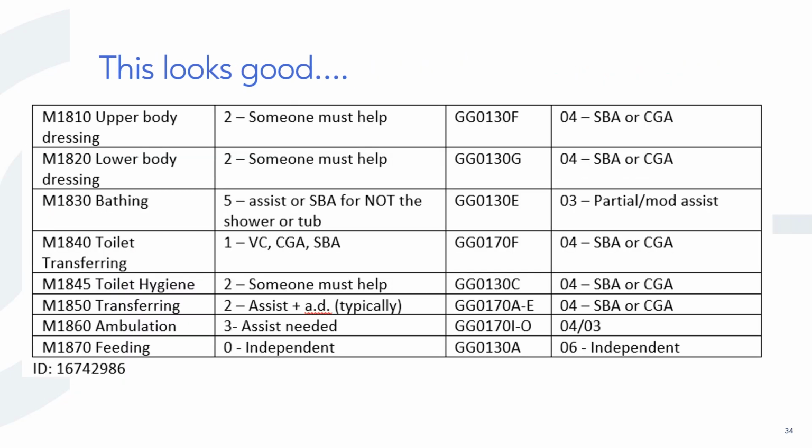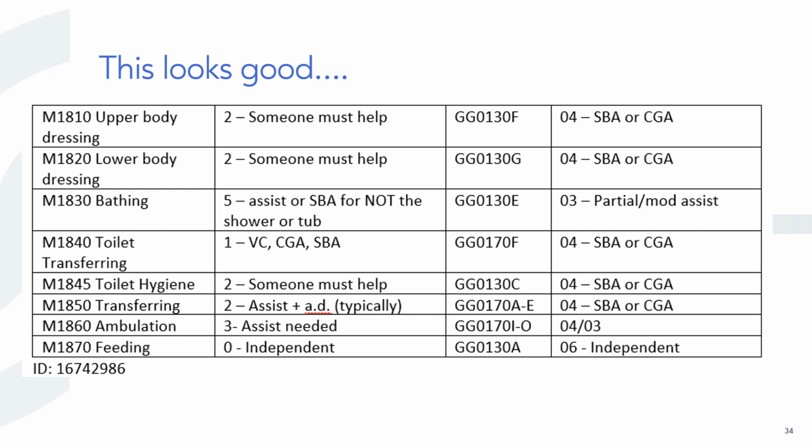So I ran through another chart, and I just came up with this table showing on the left, and then the third column to the right, the M18 and the corresponding GG items that make it up, and what it was coded as for the M18 and then what it was coded as for the GG items. And these all actually look good together.